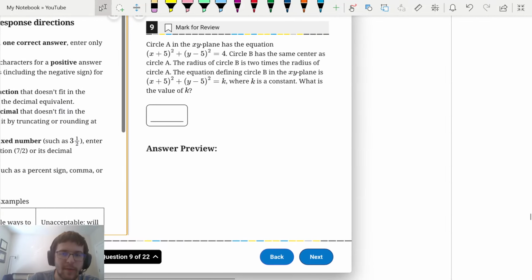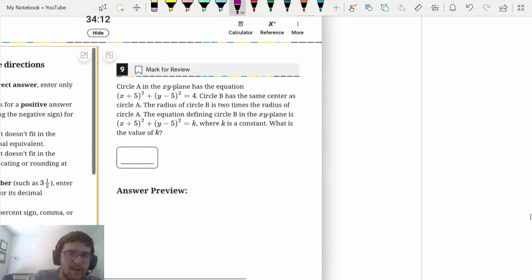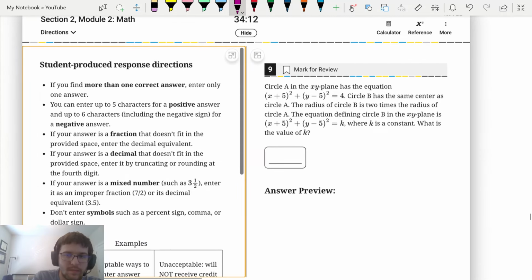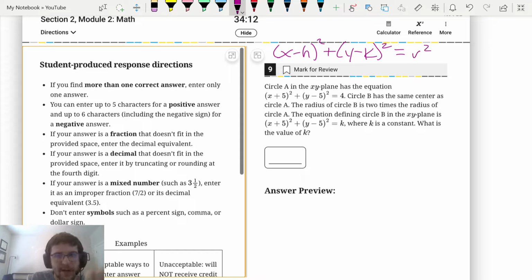Okay, so you have to remember the circle equation: (x minus h) squared plus (y minus k) squared equals r squared, where (h, k) is the center and r is the radius. So I can tell by looking at the equation of circle A that r squared is equal to 4. That means the square root of 4, which is 2, is the radius.